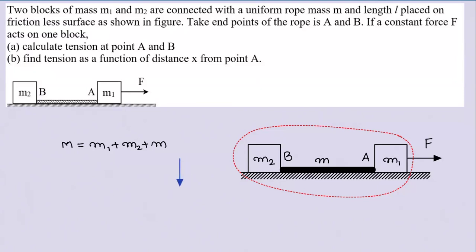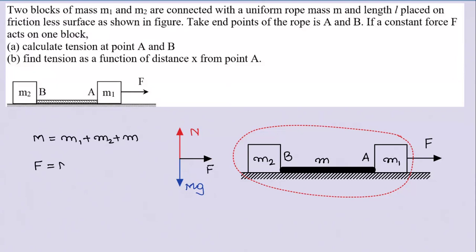If I write the free body diagram of the system: downward, Mg, and upward, the normal force. This is the normal force acting on the total system, not on individual blocks. Normal force N and external applied force F, and there is no friction. Now we know very well the block will not move up and down, it will move forward. If you apply Newton's second law, then F is equal to M into a. So the acceleration a is equal to F by m1 plus m2 plus m. This is the acceleration.